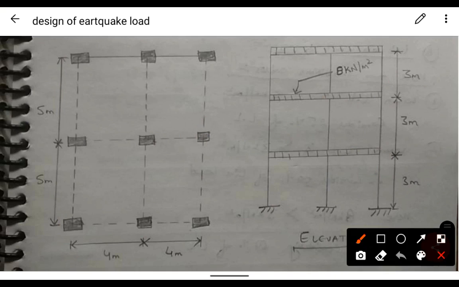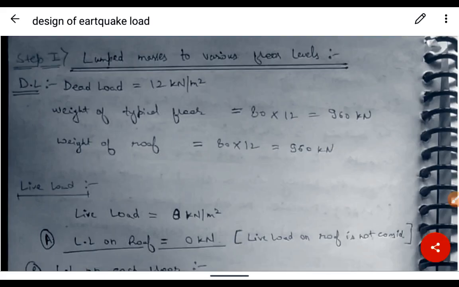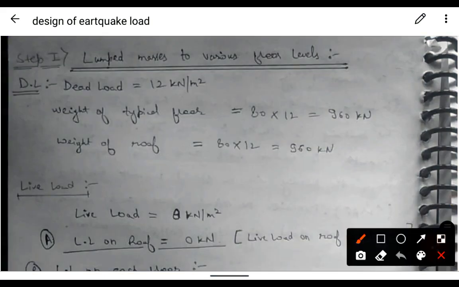Now talking about the height of building, we know from this figure that the height of each story is 3 meter. It means that there are 3 stories, so we will multiply the number of stories by the height of each story, that is going to give us 9 meter. Now as per the question that I have shown you before, we need to extract some information. So we are going to solve this question step by step.